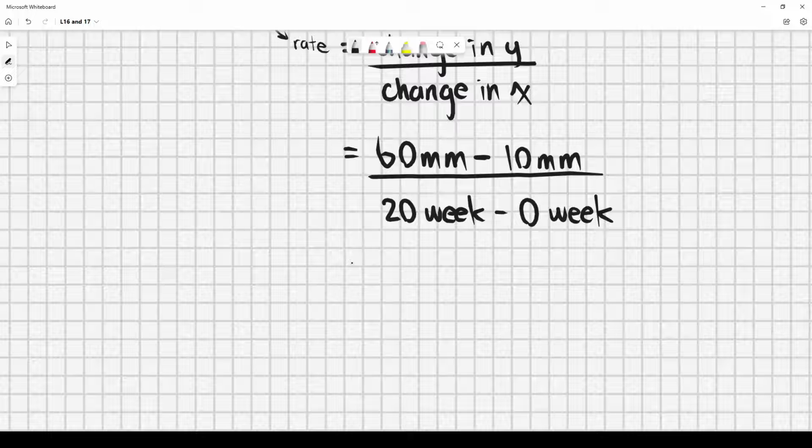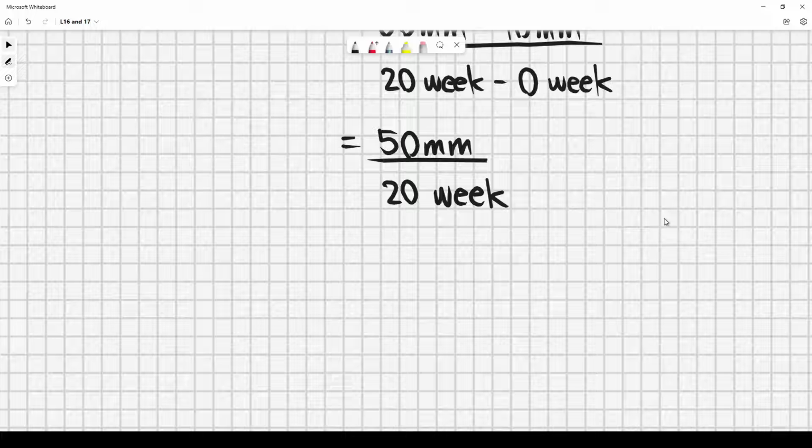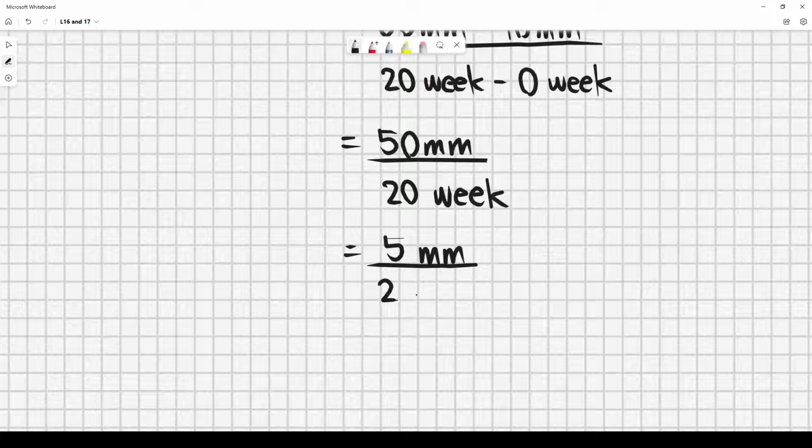So this simplifies down to 15 millimeters divided by 20 weeks. And you can simplify this down even more. This is equal to 5. So if I divide 10, top and bottom, I get 5. So it grows 5 millimeters every 2 weeks. This is what the slope represents.